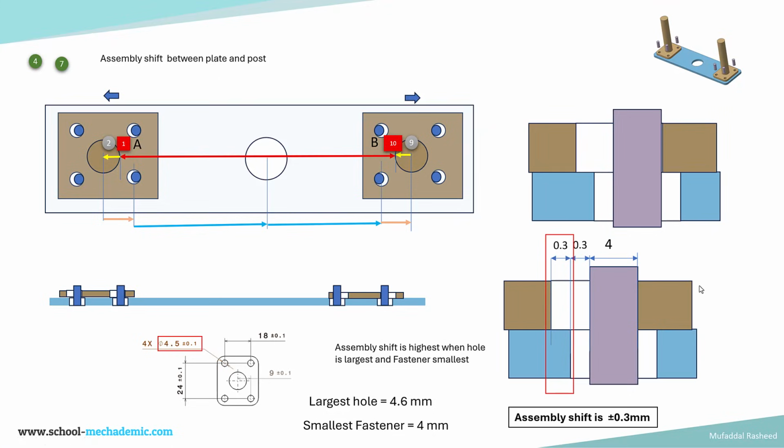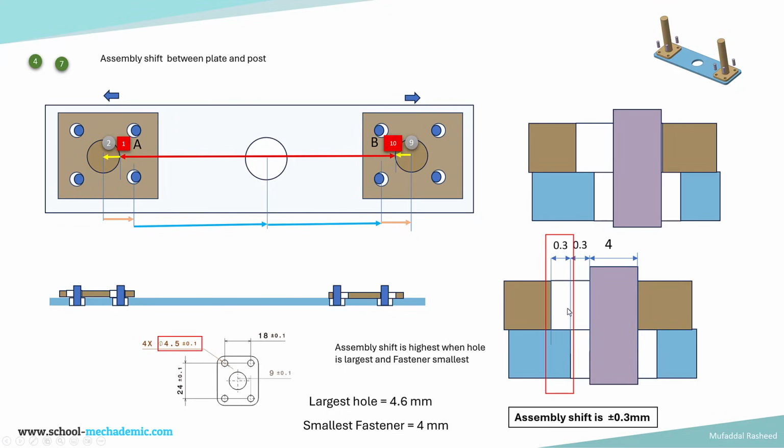So you can see how the assembly shift happens. This is the assembly shift in action. It moves towards the left. So how much does it move towards the left? How much can this post move towards the left? How much can this post move towards the right? So that is nothing but this value, 0.3.